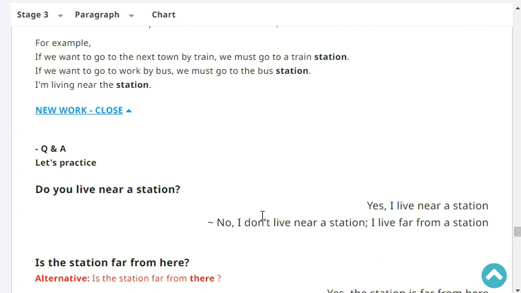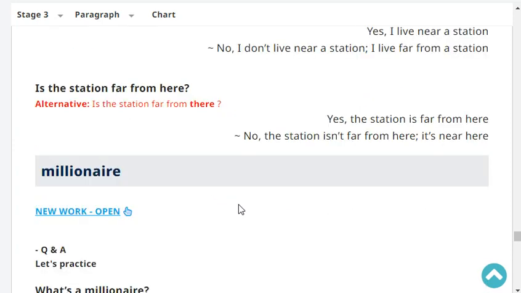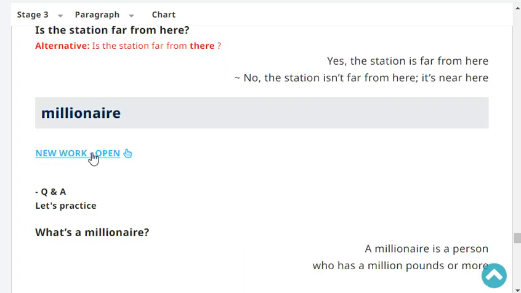Let's practice. Do you live near a station? Yes or no? Yes, I live near a station. Is the station far from here? No, the station isn't far from here. It's near here. Very good.